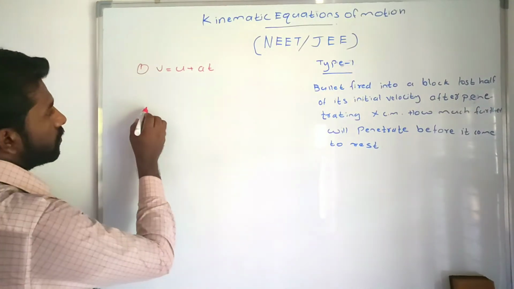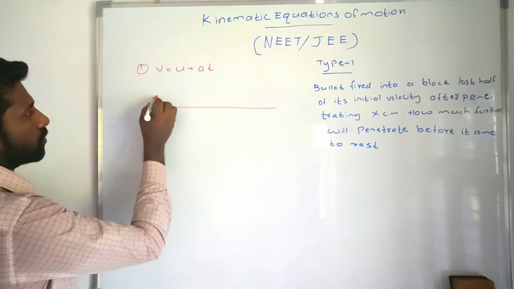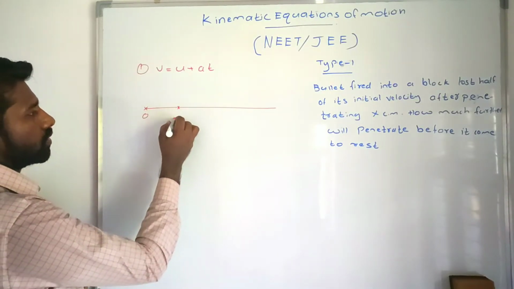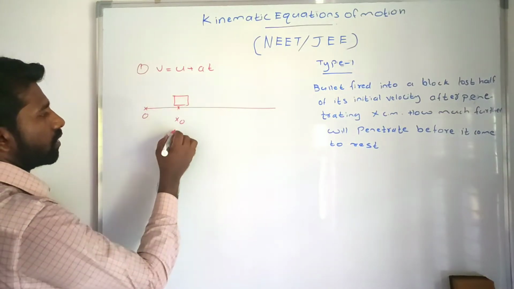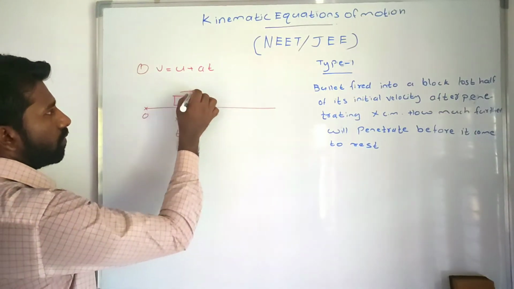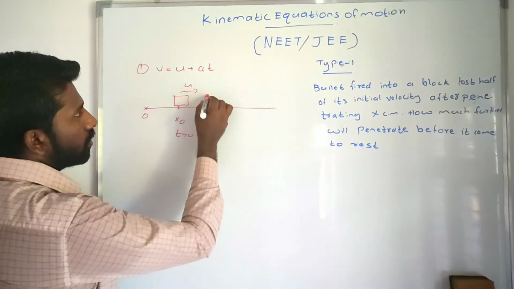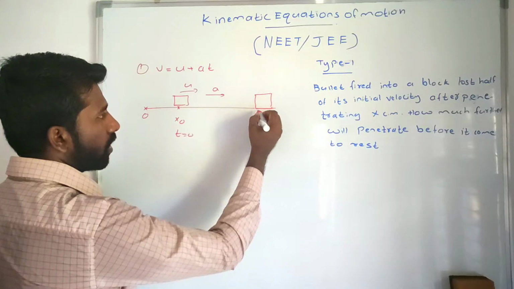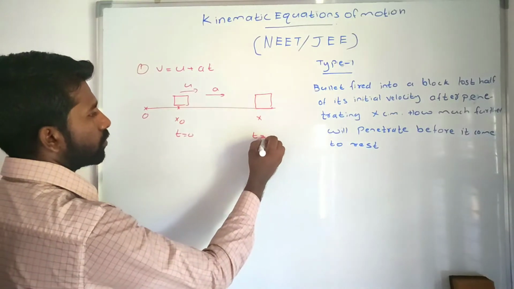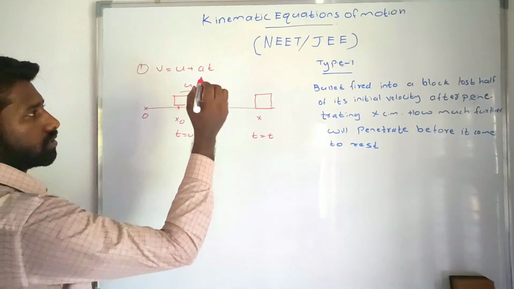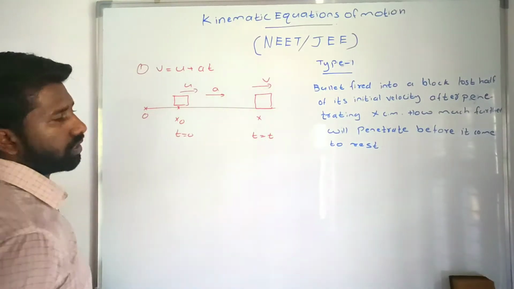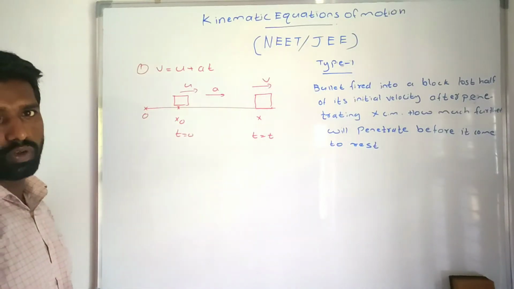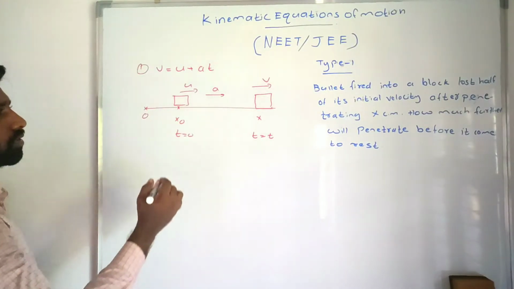I think it is better if we take a diagram. You can take this as the origin, and here is the initial position at time t = 0. With an initial velocity u, the body gets an acceleration a. This is the position after time t. The position of the object after time t is x and the final velocity is v. Clear? v is the final velocity after time t. This is the first motion equation.